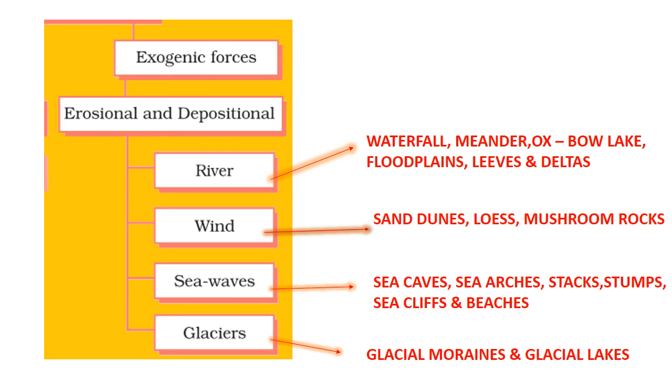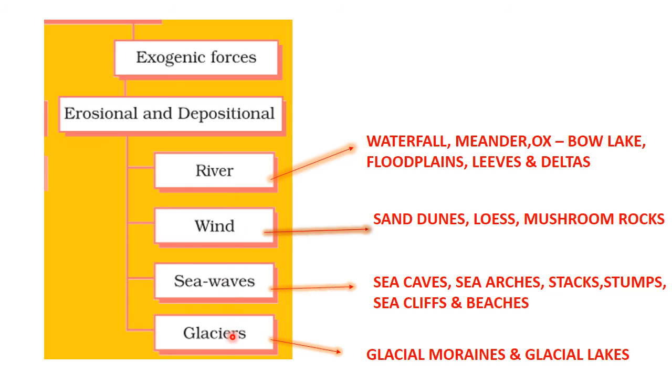Children, in this video we have learnt about the exogenic forces, forces that act on the surface of the earth. As you know, the earth's landscape is continuously worn away by the processes of erosion, deposition and weathering. Weathering is the breaking of rocks on the earth's surface. Erosion is the wearing away of the landscape by different agents like rivers, wind, sea waves and glaciers, and the eroded material carried by these agents is eventually deposited. The process of erosion and deposition creates different landforms on the surface of the earth.